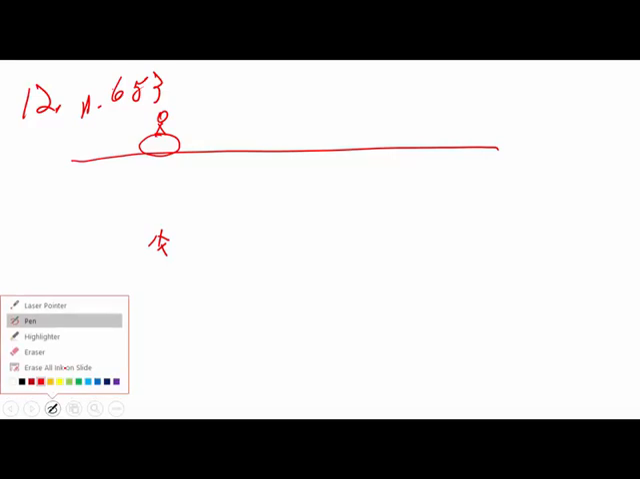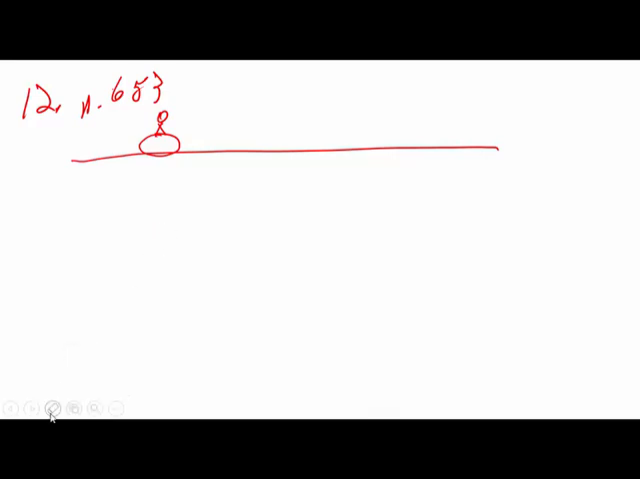Goodness gracious, what's wrong with him? I think I might have to recalibrate my pen. Okay, so we got the diver right here. Whatever. All right, he's directly beneath the fisherman, okay?